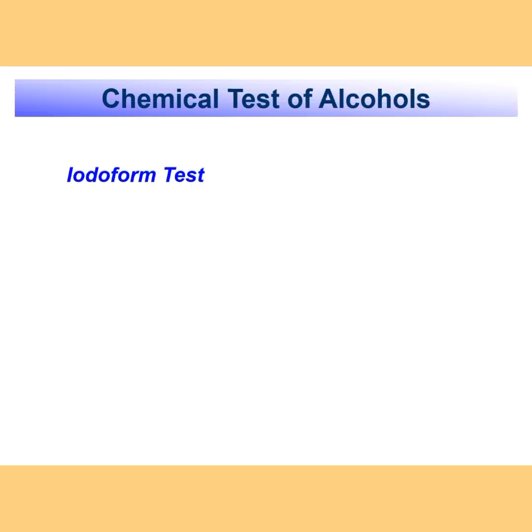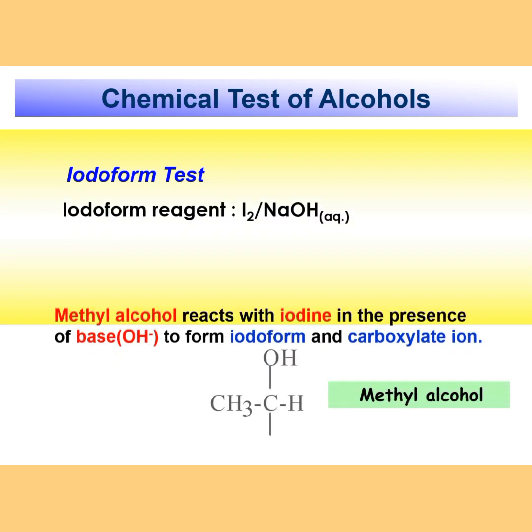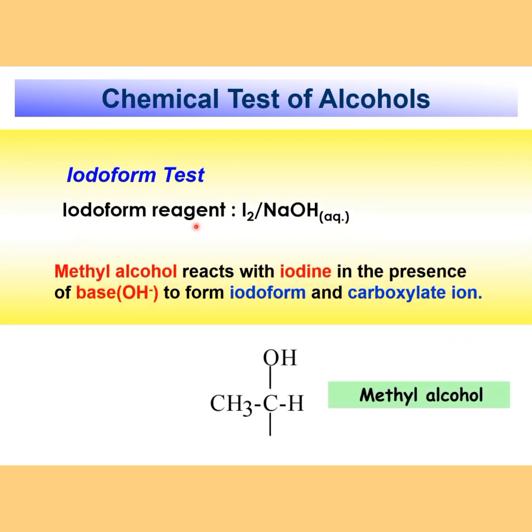The second test for alcohol is known as the iodoform test. The iodoform reagent is iodine in aqueous sodium hydroxide. Methyl alcohol reacts with iodine in the presence of base to form iodoform and carboxylate ion. So the most important component here is the methyl alcohol group.